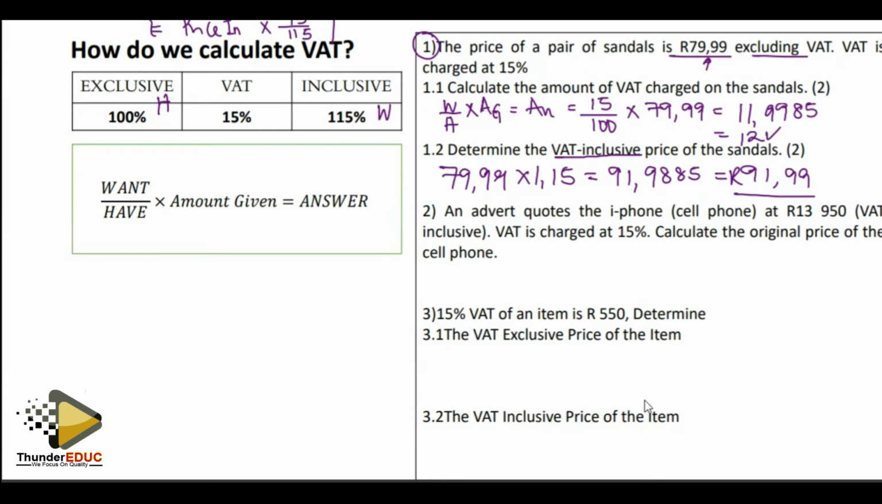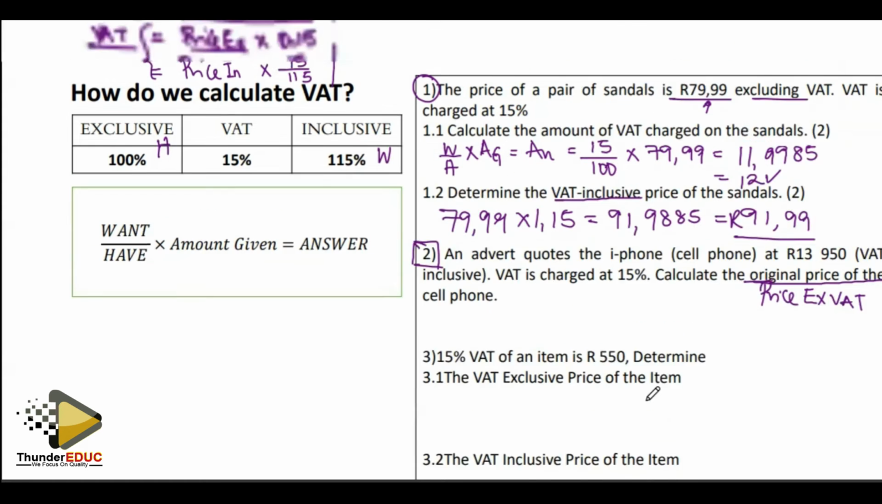All right, now we go to this other question here. Question number 2, this is what we're doing now. Question number 2 says, an advert quotes the iPhone cell phone at 13,950 VAT inclusive. VAT is charged at 15%. Calculate the original price of the cell phone. Now, someone might get confused. Calculate the original price of the cell phone. What do we mean by original price? This is the price without VAT, VAT exclusive. You understand? The original price, simply before they added VAT, how much was it?